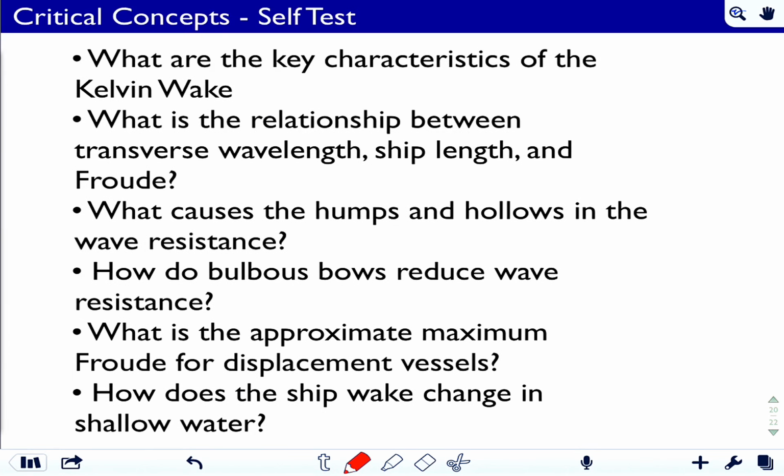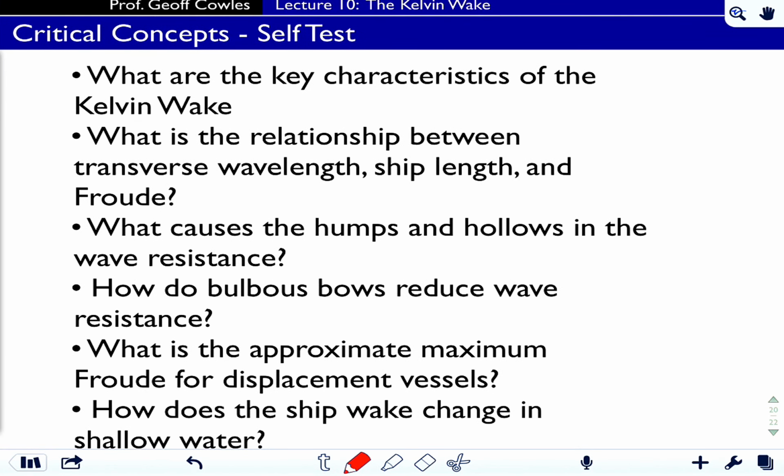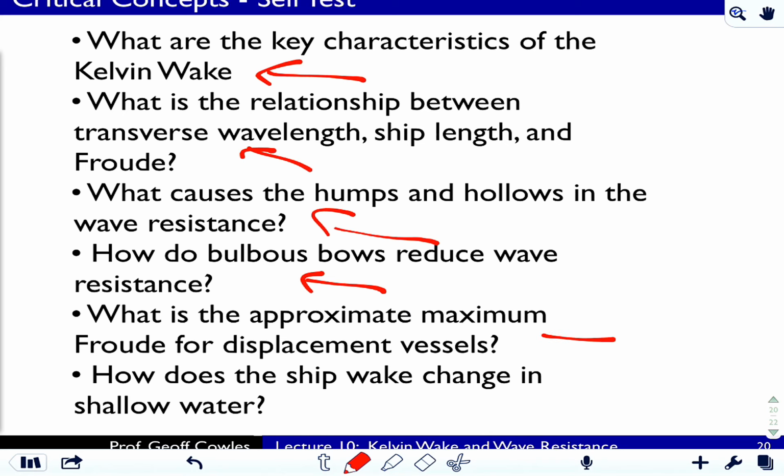Please feel comfortable with these critical concepts: identifying the transverse and divergent wave structure and the angles, the transverse wavelength relative to the ship speed, and the transverse wavelength relative to the ship length as a function of Froude number. Actually, that was my next point here. What causes these humps and hollows? Be able to explain that in terms of bow and stern wave interaction. How long does the bow wave have to be to make a destructive or a positive interaction with the stern wave? Bulbous bows, as I discussed in the previous lecture. Approximate maximum Froude, about 0.4 is a good number to remember.